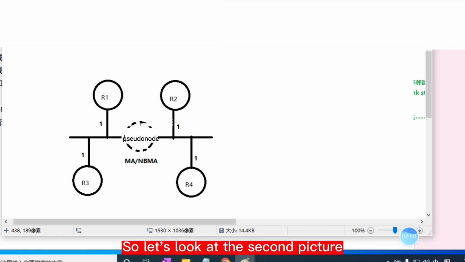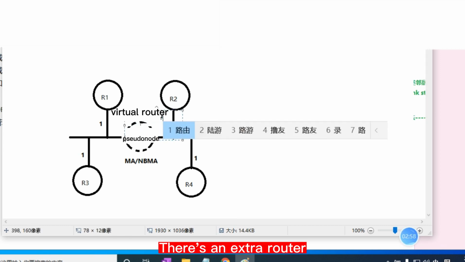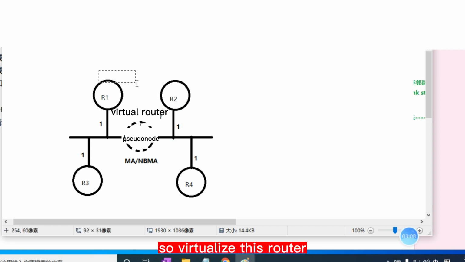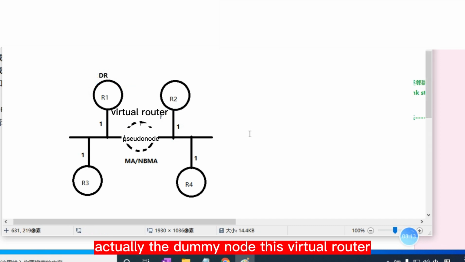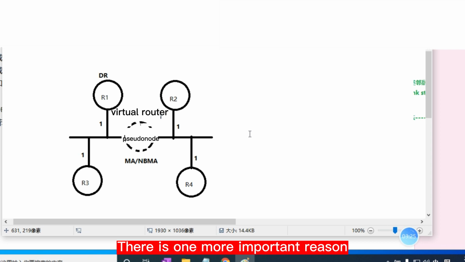Now let's look at the second picture. In this picture we see that in this shared link, there's an extra router. I named it the pseudo-node. This router is what we call a virtual router. So what does this virtual router have to do with the DR? It has to do with the DR. So why elect a DR? We've already talked about that, but there is one more important reason.